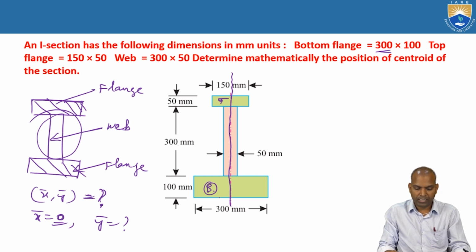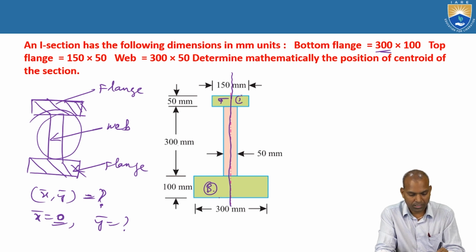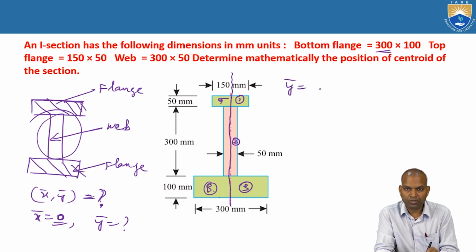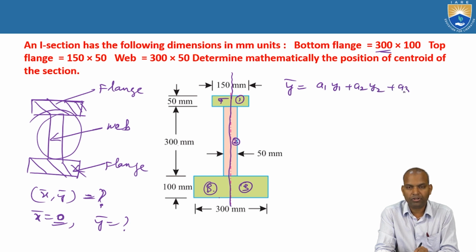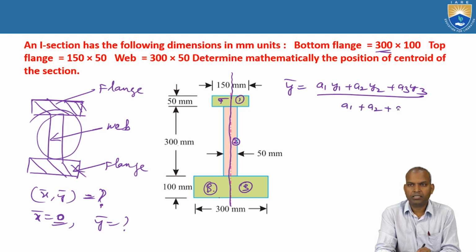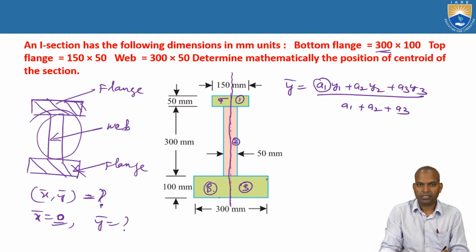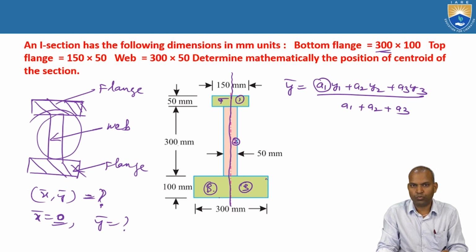How to find out? Again, there are three sections: section 1, section 2 and section 3. We want bar y. What is bar y equal to? A1 y1 plus A2 y2 plus A3 y3 divided by A1 plus A2 plus A3. What is A1? A1 represents the area of section 1, that is a rectangle 150 by 50 millimeters. What about y1? Now it comes.